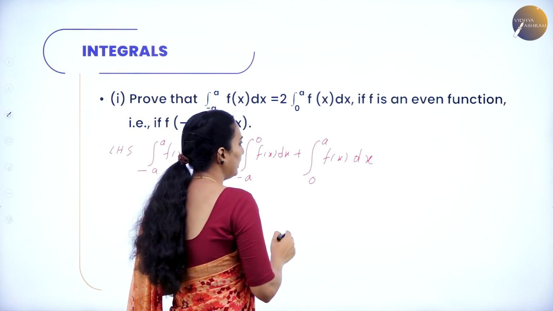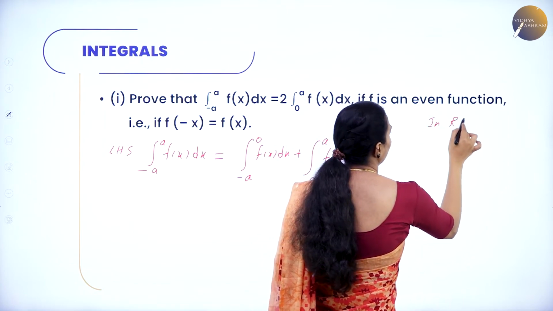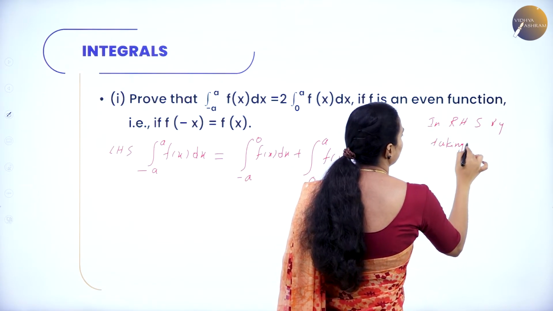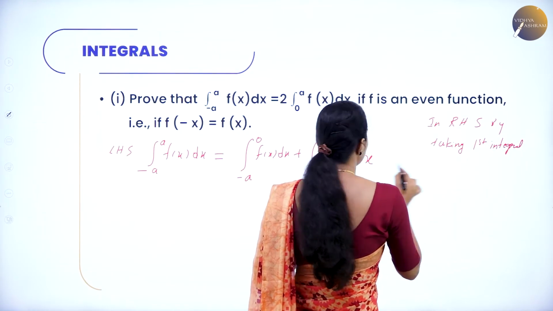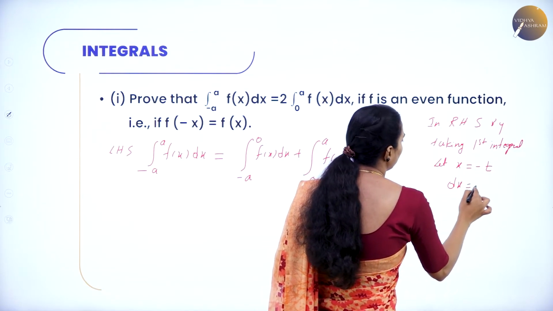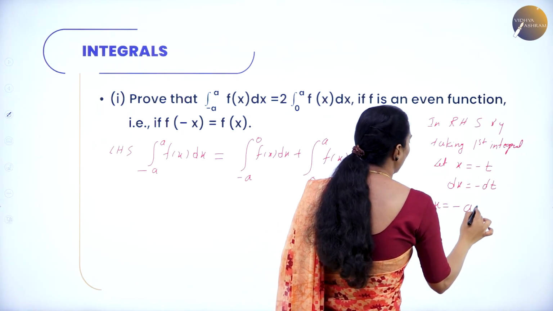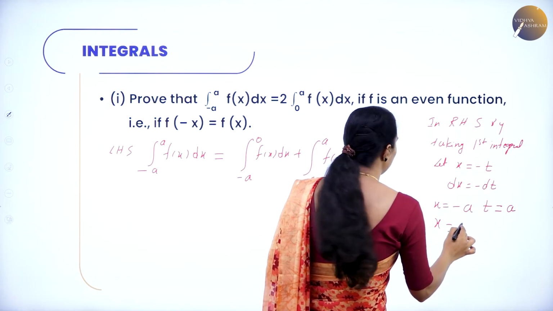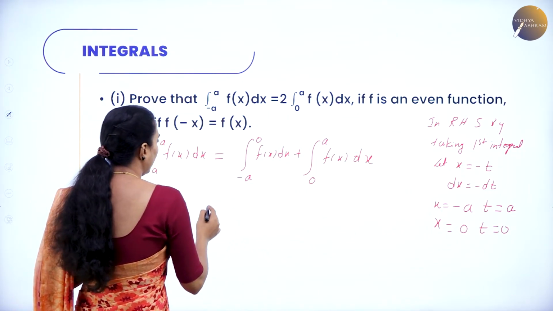So, therefore, in the right hand side, by taking the first integral, okay. Now, here I am going to do the substitution, let x is equal to minus t. So, dx will be equal to what? Minus dt. Now, changing the variable. When x is equal to minus a, t will be equal to minus of minus, which will become a. When x is equal to 0, t is also 0. Right? So, therefore, changing in the right hand side.